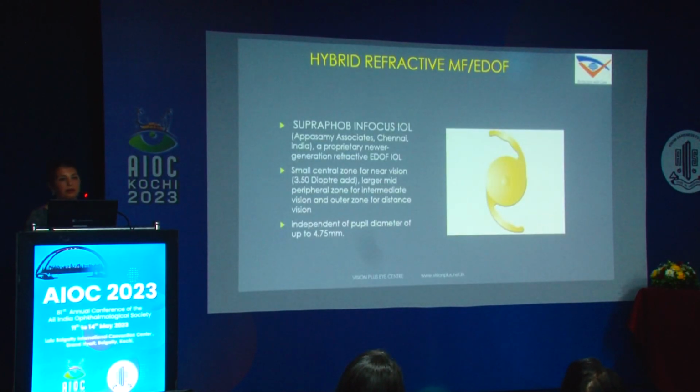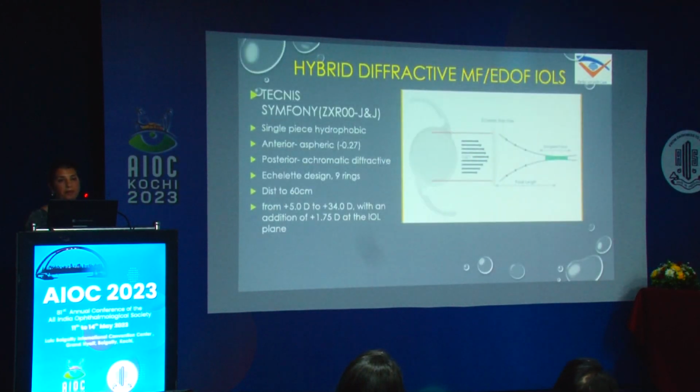Again, from Appasamy, they have the Superphobe in focus lens, which is also a hybrid refractive lens, and it has a small central zone for near vision. Again, it is independent of the pupil because it's a small zone. So if you have a reasonably sized pupil, these lenses work well.